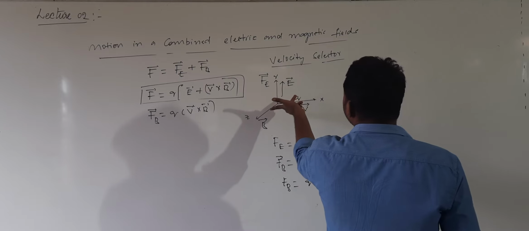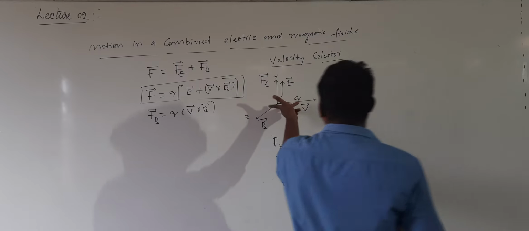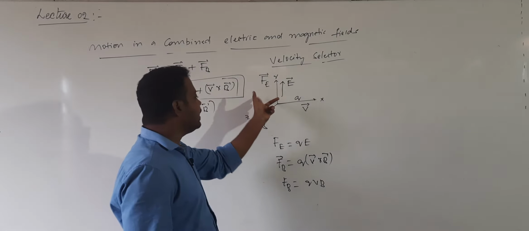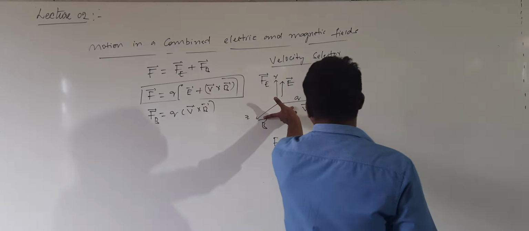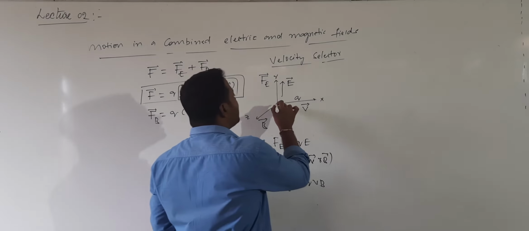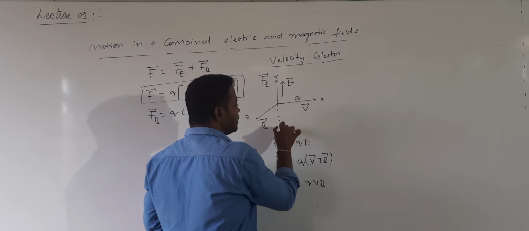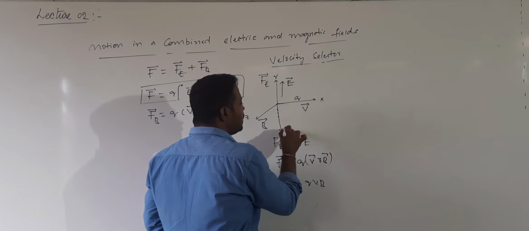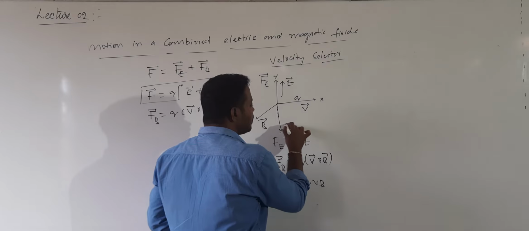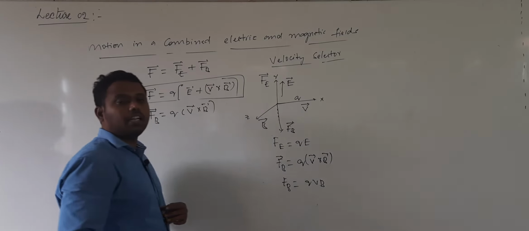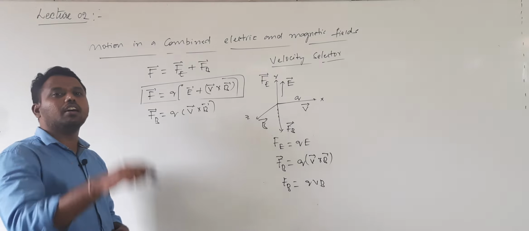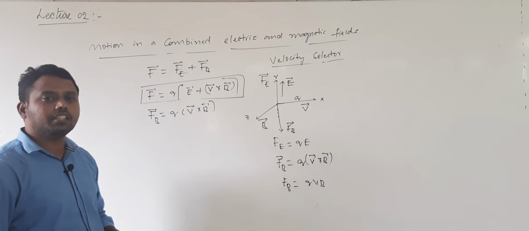So if I apply that, what will I get? This is the direction of velocity, and this is the direction of magnetic field. So we will get the force in this direction. This is the direction of which one? Magnetic force. So magnetic force and electric force are both along the same line but opposite in direction.